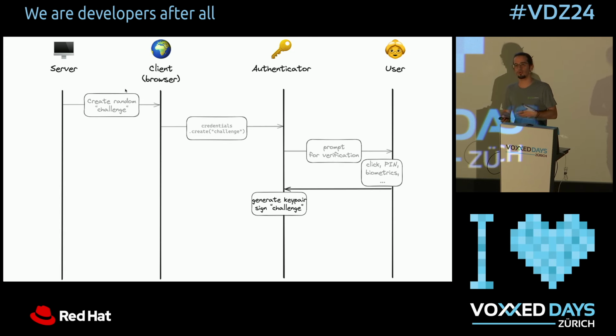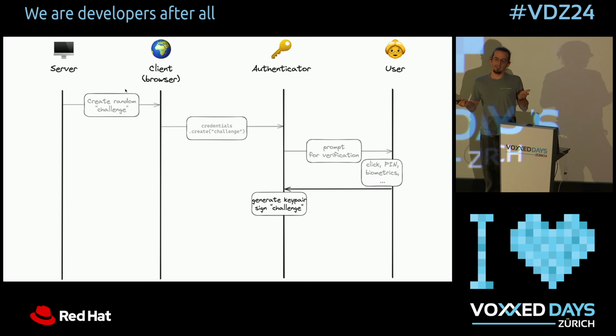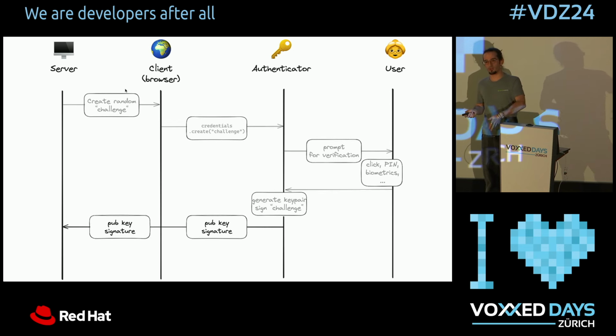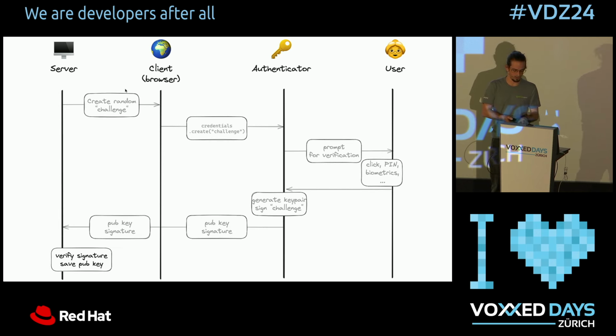The authenticator is going to either generate a key pair if you're registering, or just sign the challenge. And then it's going to give that to the browser, which is going to send it back to the server, right? So the server is going to either save your public key or just check the signature that you have produced with your private key against the public key that it knows for you, right?